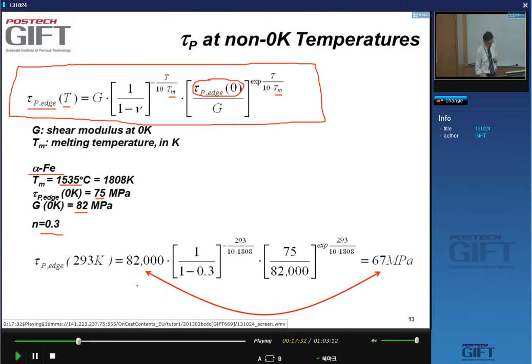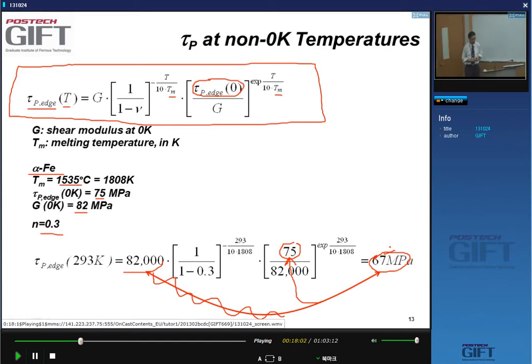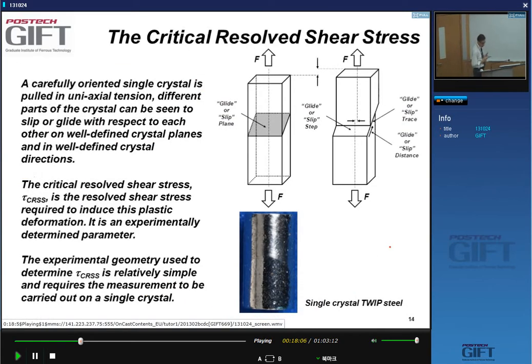So if we plug this in this formula, the original 75 megapascal Peierls shear stress that we get at 0K is reduced to 67, so it's a bit lower. Okay, and we can calculate this. All right. So we know theoretically what it would take to shear the crystal so that it jumps from one valley to another low potential energy valley, okay? All right, theoretically.